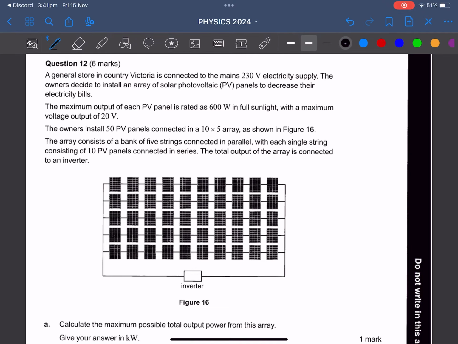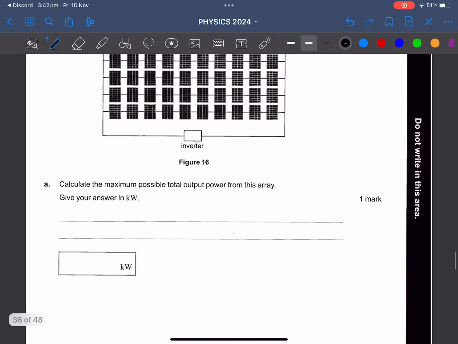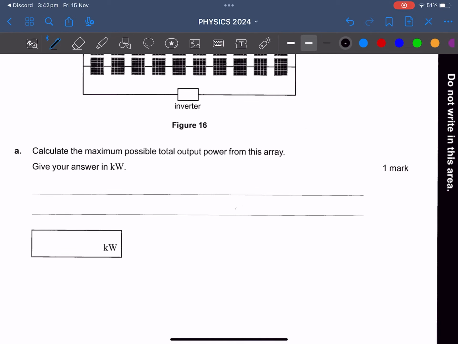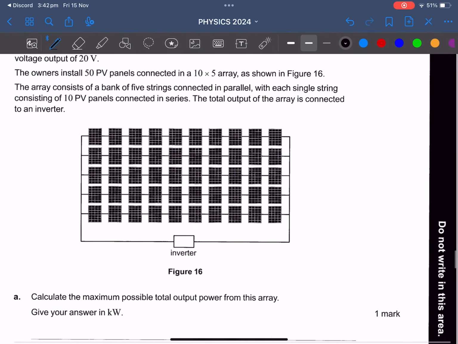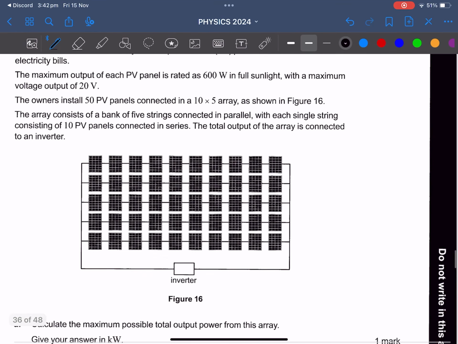The owners install 50 panels connected in a 10 by 5 array as shown in figure 16. The array consists of a bank of 5 strings connected in parallel, with each single string consisting of 10 PV panels connected in series. The total output of the array is connected to an inverter. Okay. Let's calculate the maximum possible total output power from this array. Okay, so each panel has 600 watts in full sunlight.